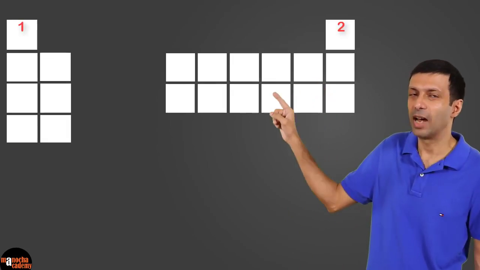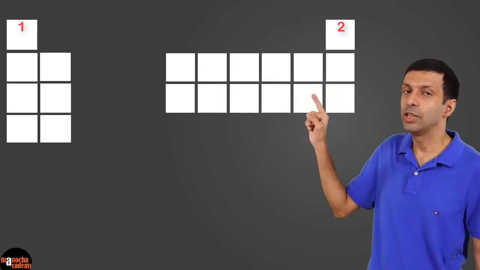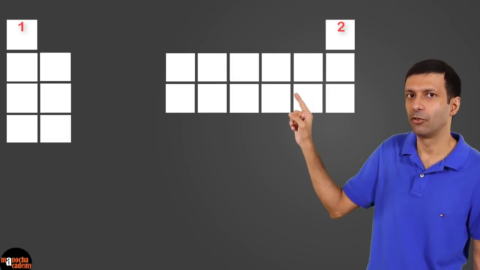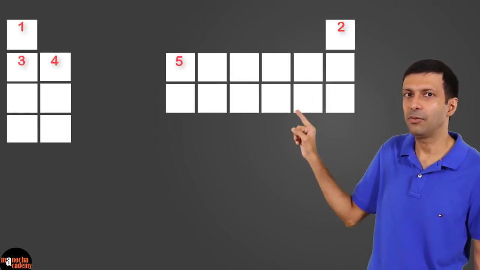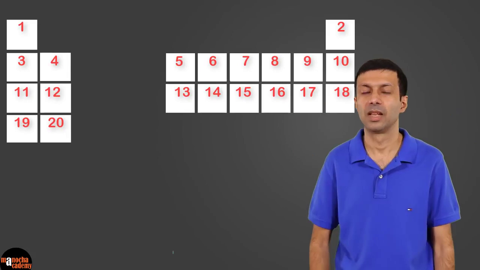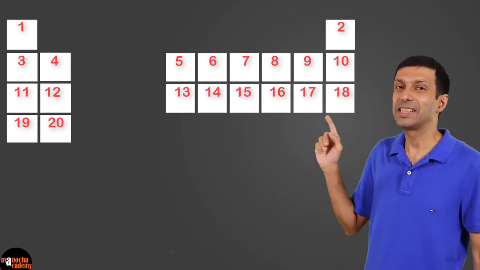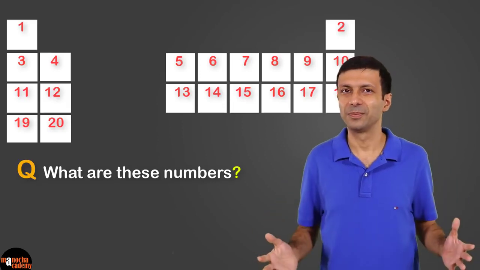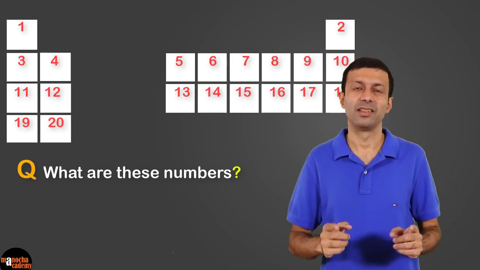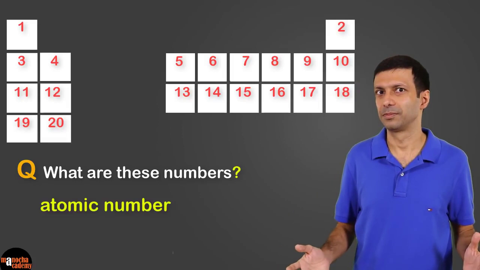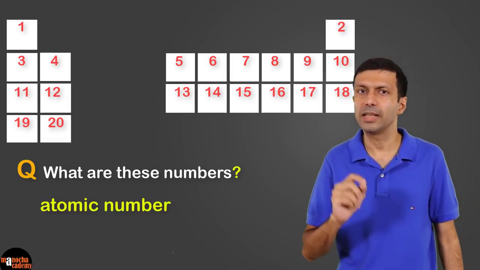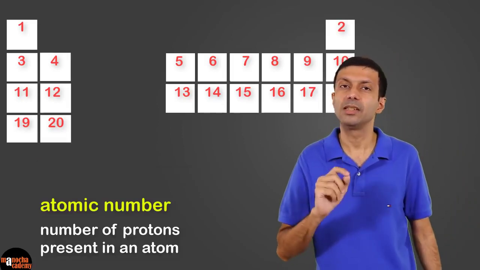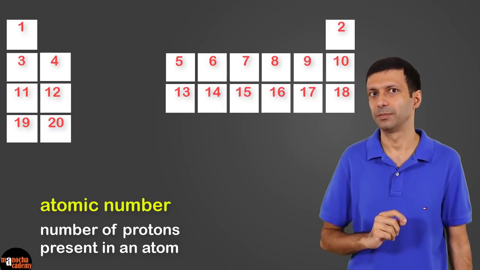Next, start numbering the boxes. So start from 1, 2, finish the first row, then go on to the second row, 3, 4, 5 and so on. These numbers look like serial numbers or roll numbers, but do you know what they really are? That's right. They are atomic numbers. Atomic number is defined as the number of protons present in the nucleus of an element.